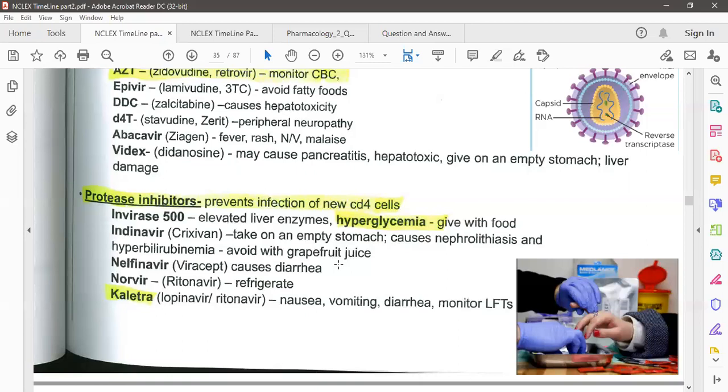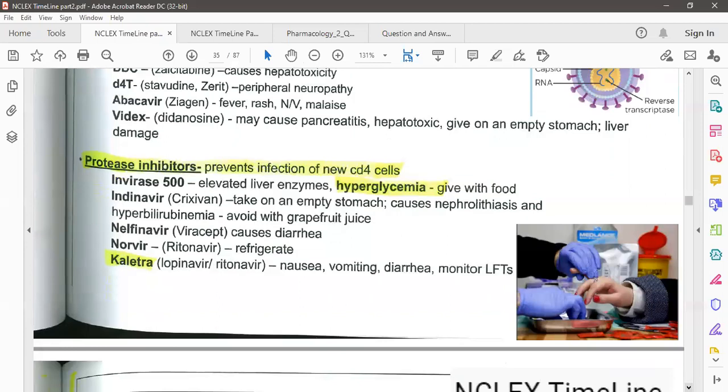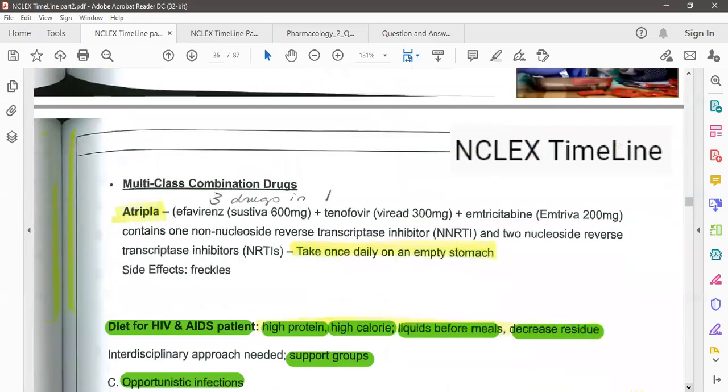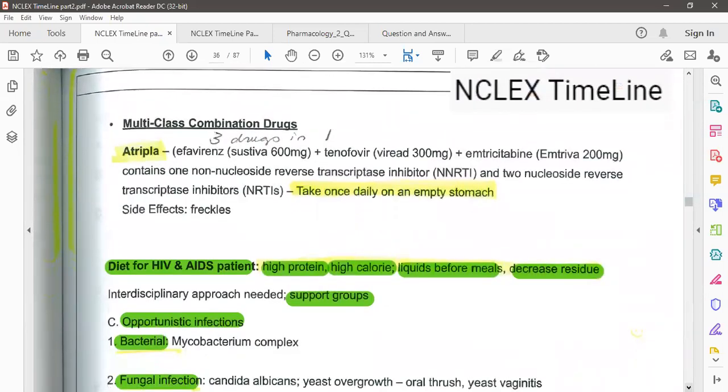Other drugs we use, the combination of two drugs, it is called lopinavir and ritonavir together, Kaletra. They can cause nausea, vomiting, diarrhea, and we need to check the liver function test. The most popular drugs we use right now, it is easy to use. So take once daily on empty stomach.